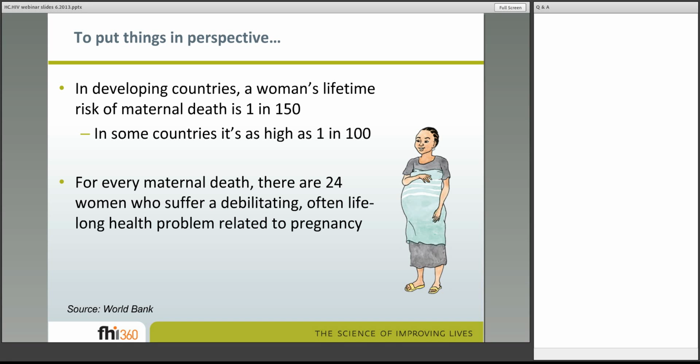For example, in developing countries, a woman's lifetime risk of maternal death is about 1 in 150. In some countries, it may be as high as 1 in 100. In addition, for every maternal death, there are about 24 women who suffer lifelong health problems related to pregnancy. On top of that, we know that pregnancy itself makes women more vulnerable to HIV.